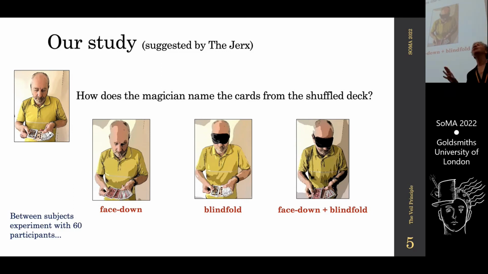It's a preliminary study, only 60 participants, and it was done online. It was a within-subjects experiment, which means everybody saw all three versions of the trick, but in different orders. And our only prediction really was that there should be more people who are fooled by this version than the other versions.